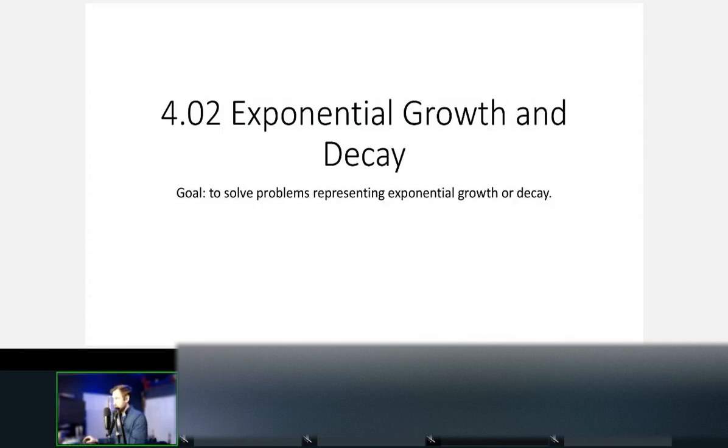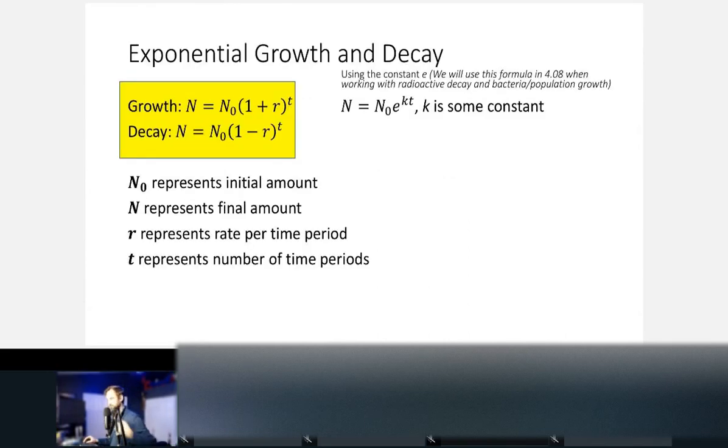Okay, exponential growth and decay. Again, make sure you download those guided notes. It has all these formulas on there for you, so you don't have to spend time writing them down during this class time. So we'll be using these two formulas today.